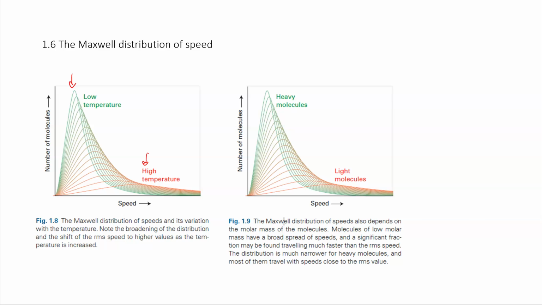And when we look at figure 1.9, we see on the y-axis number of molecules in a population again versus speed, but instead of looking at temperature variation, we're looking at the effect of heavy molecules versus light molecules, with green curves being heavy molecules trending towards lighter and lighter molecules in red. We see also in this case that the Maxwell distribution of speeds depends on the molar mass of the molecules, where molecules of low molecular mass have a broad spread of speeds, and a significant fraction may be found traveling much faster than the RMS speed. The distribution is much narrower for the heavier molecules, and most of them travel at speeds closer to the RMS value.